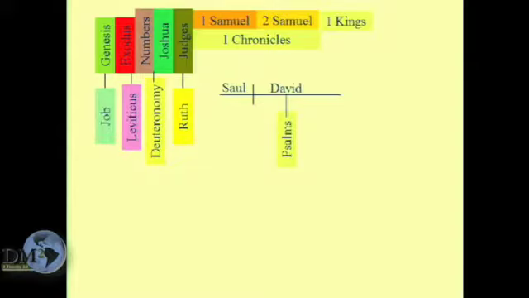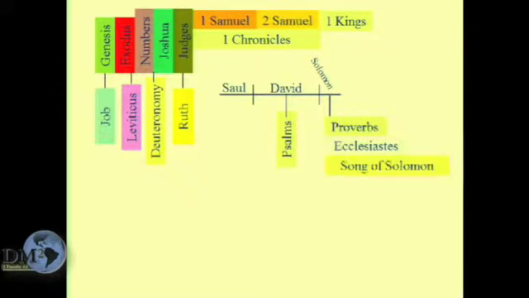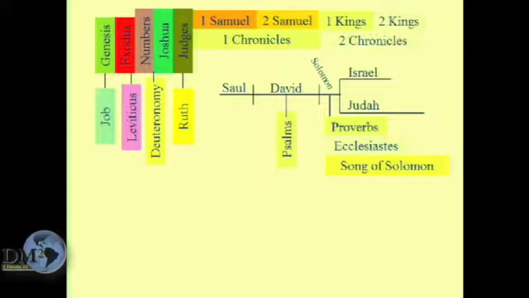Then we have 1 Kings, the book of disruption, when the kingdom is divided. First 11 chapters give us the reign of Solomon, who wrote Proverbs, Ecclesiastes, and the Song of Solomon. Then with 1 Kings, we have the division of the kingdom in chapter 12, the northern kingdom of Israel and the southern kingdom of Judah. It continues on into 2 Kings with both kingdoms, but in chapter 17, the northern kingdom of Israel goes out. 2 Chronicles parallels 1 and 2 Kings.